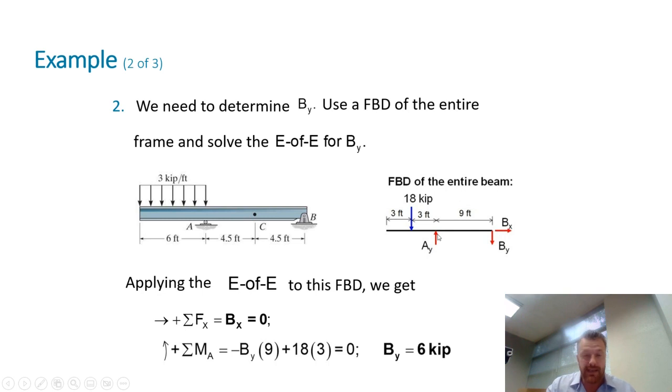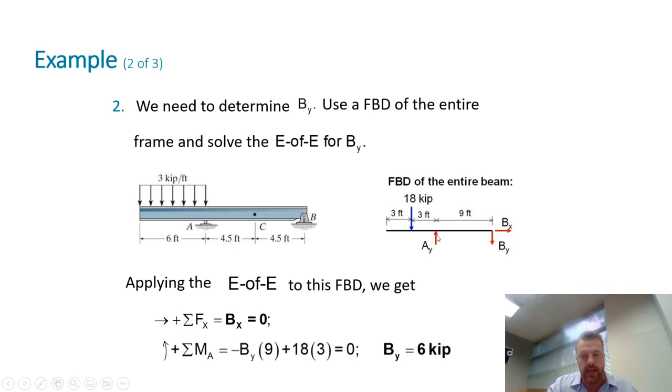And if I don't know AY, I sum all the moments about A, meaning I'm going to pin it there. We notice that the 18 kip force will induce a counterclockwise rotation about point A. That will be positive. And the reaction here at B, if you draw it in the convention that the book has drawn it, is going to induce a clockwise rotation, which would be negative. So that's why we have a negative sign in front of the unknown reaction BY.